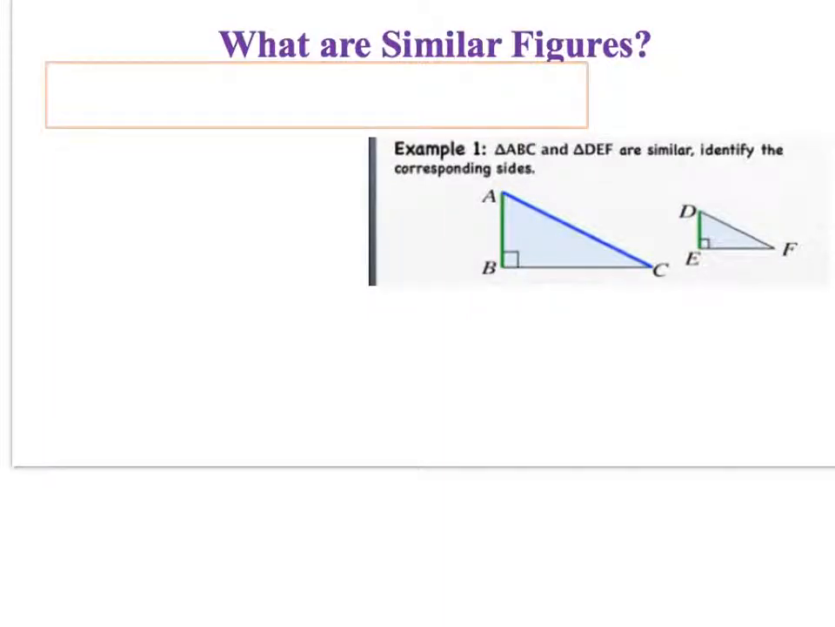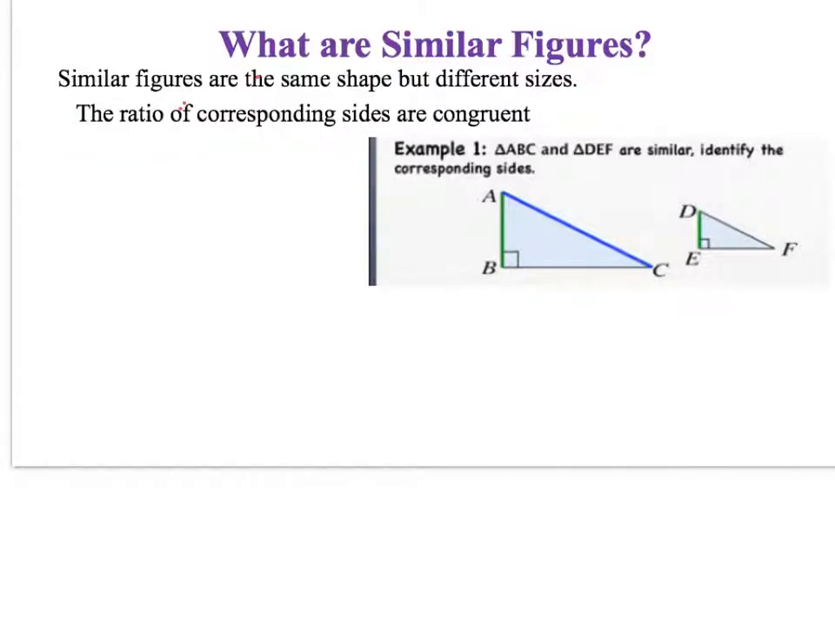Today we're going to learn about similar figures and how we can use proportions to solve missing values within similar figures. Similar figures are just figures that have the same shape but are different sizes. So below, triangle ABC is similar to DEF. They are both right triangles, but they are different sizes.